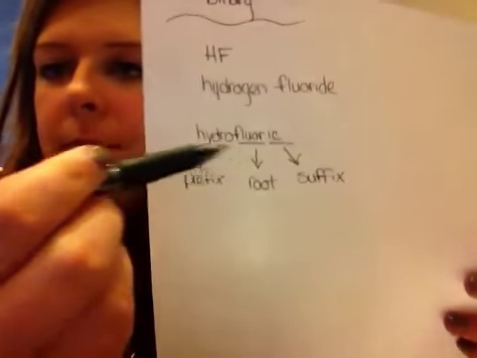Hydro is your prefix that you will always start out with. Fluor is just the root. I know that I have a hydrogen and it's bonded with fluorine, so that fluor is telling me that I have H and an F. So I have my prefix, my root, and the suffix, which is always going to be -ic when we're thinking about a binary acid. Hydro, fluor, -ic, and then I'm going to say acid. So I would name this hydrofluoric acid.